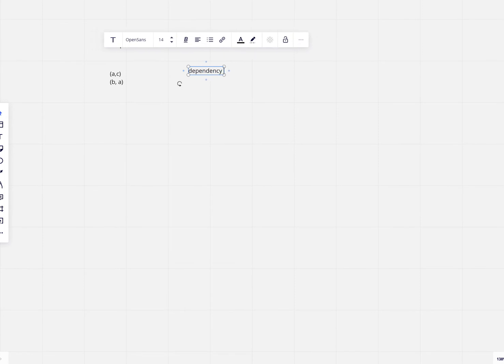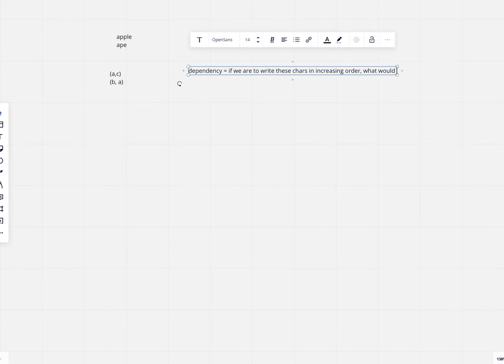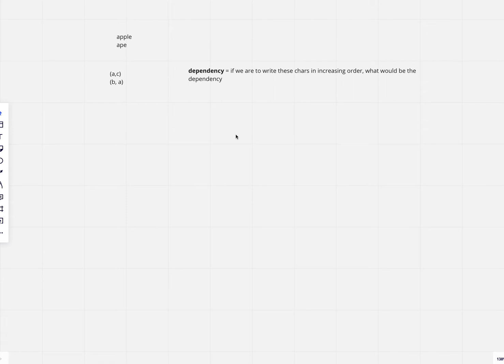So when I say dependency, I mean if we are to write these characters in increasing order, what would be the dependency, right? So that's my definition of dependency. That's all it means. We can write it in any order, but because we want to write it in increasing order, how can we write it? What would be a dependency? Which character would we definitely have to write so that all the characters when written have an increasing order to it?